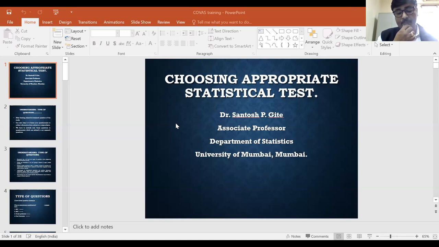Because you know, in any research process, most of the researchers find it very difficult to choose the appropriate statistical test for the appropriate data. Actually, you know, any research process begins with your objectives.